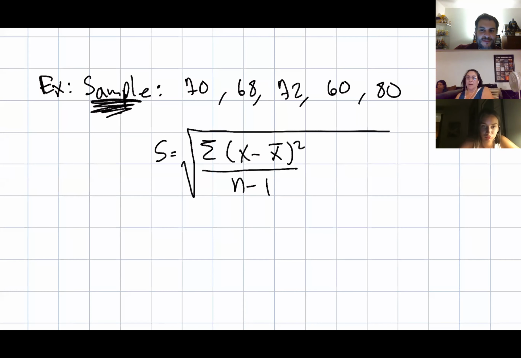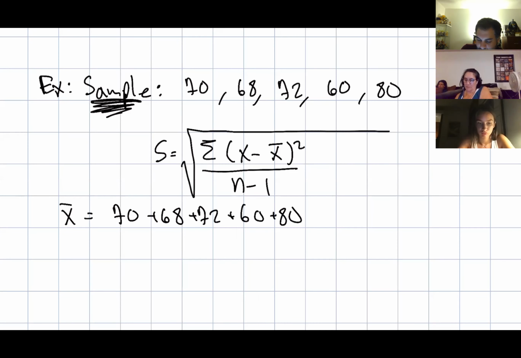All right. The first thing you always want to do when finding the standard deviation is find the mean. To find the mean, we add up all these numbers and divide by however many numbers we have. If you look at this one, you have 5 numbers, so you divide by 5.